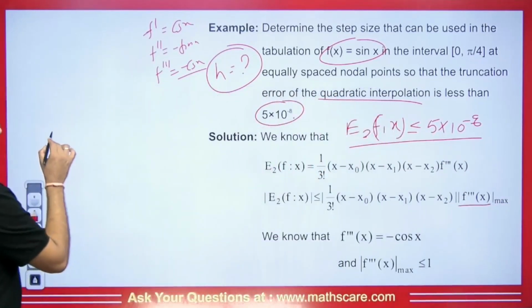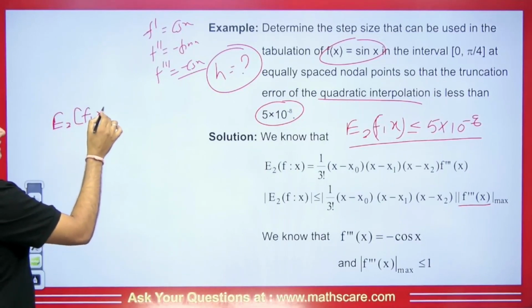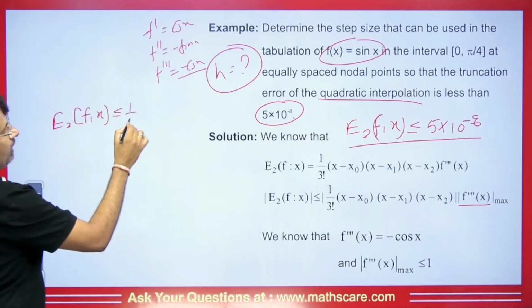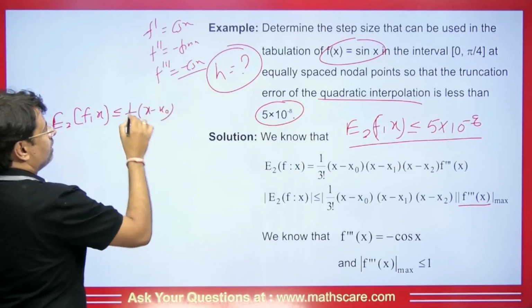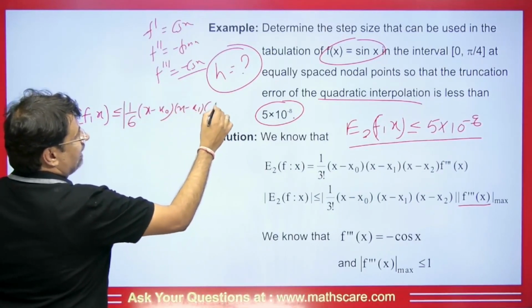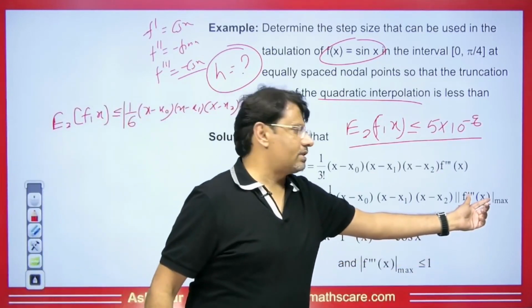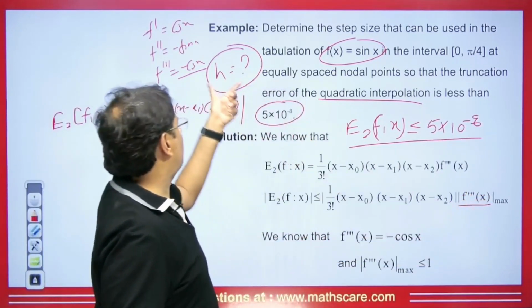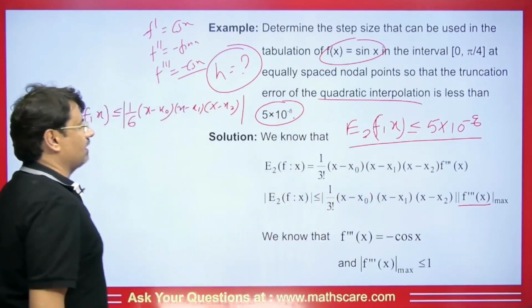Okay, what will we have here? If we write it down, then it will be E2(x) is less than or equal to 1 by 3 factorial, meaning 1 by 6, and this will be mod of x minus x0, because obviously the modulus is here with us, right? And x minus x1 and x minus x2, times mod of f triple dash, meaning the cos x we have here, whose maximum value will be 1. Clear now? Do you understand? We can write it like this, right?